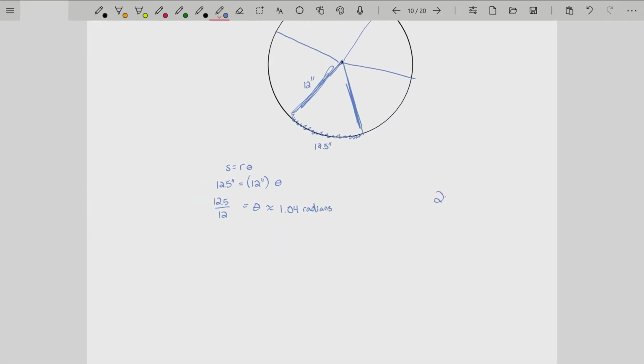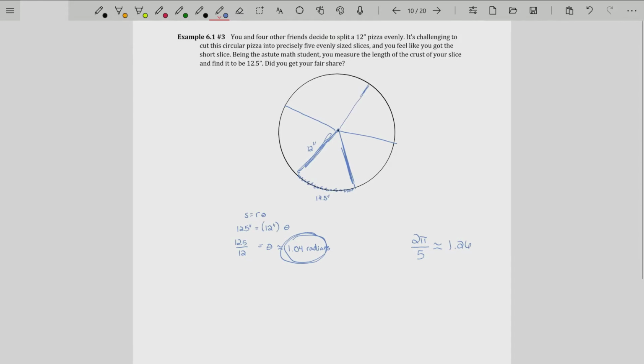is we know we should have 2 pi radians in an entire circle, and we're splitting that amongst 5 people. The angle that you have for a slice should be the angle that everybody else has for a slice. So what is 2 pi over 5? Well, 2 pi over 5 is approximately, I just have a calculator here, it's not like I memorized this, 1.26. So you definitely got shortchanged. You did not get as big of a slice as you deserved. So anyhow, that's a silly example, but just a good one to showcase that every once in a while you have to find angles when given arc lengths and radii.